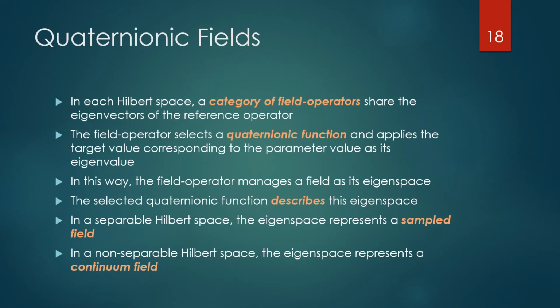In each Hilbert space, a category of field operators share the eigenvectors of the reference operator. The field operator selects a quaternionic function and applies the target value corresponding to the parameter value as its eigenvalue. In this way the field operator manages a field as its eigenspace. The selected quaternionic function describes this eigenspace. In a separable Hilbert space, the eigenspace represents a sampled field. In a non-separable Hilbert space, the eigenspace represents a continuum field.